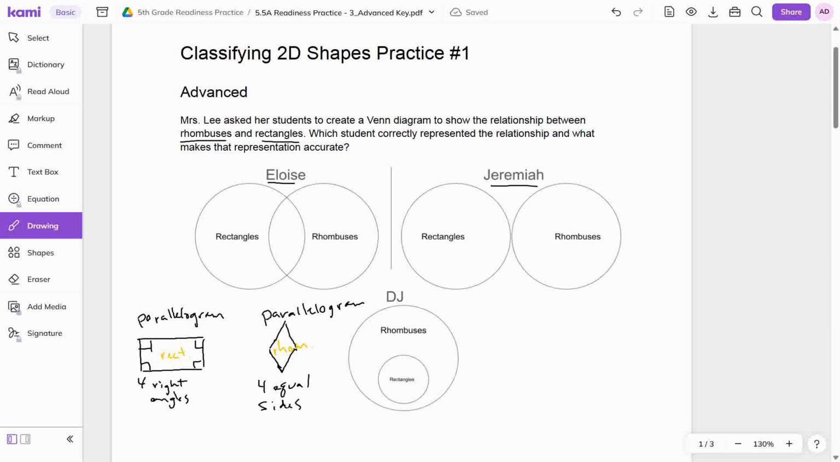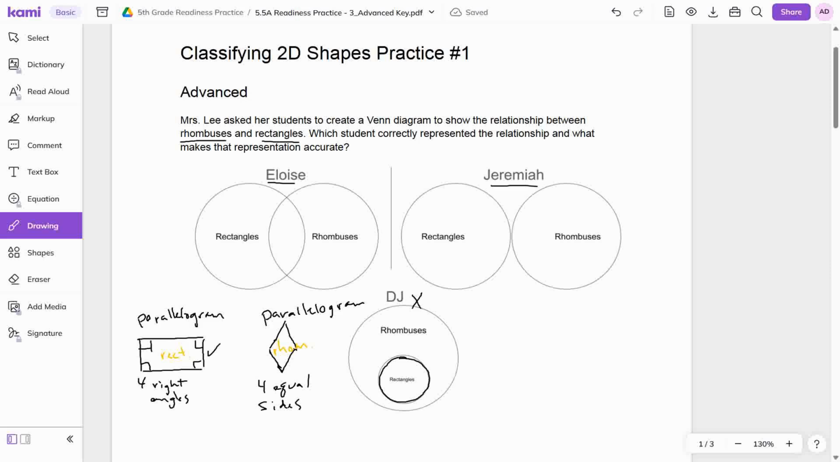Now, here's the question. Can I have a shape that has 4 right angles and 4 equal sides? We know that they're not going to be the exact same. Every rectangle is not a rhombus because I just drew a rectangle right here. That is not a rhombus. It does not have 4 equal sides, so that's not going to work, because when the rectangle circle is inside the rhombus, that means every rectangle has to be a rhombus. And I can draw a parallelogram with 4 right angles that does not have 4 equal sides.